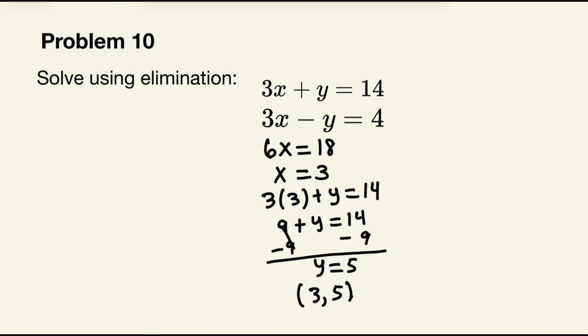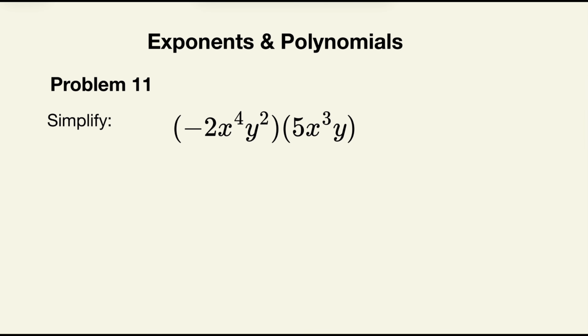So let's go ahead and move on to the next problem. Here we're working with exponents and polynomials, and we have to simplify. First thing is first, multiply coefficients first. So as you can see, we have -2 being multiplied to +5. So I'll go ahead and write that down. -2 times 5, and that equals -10.